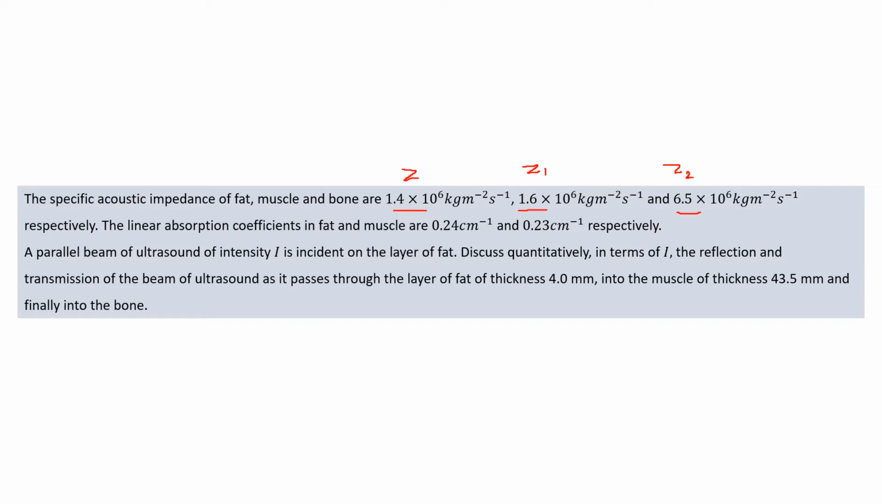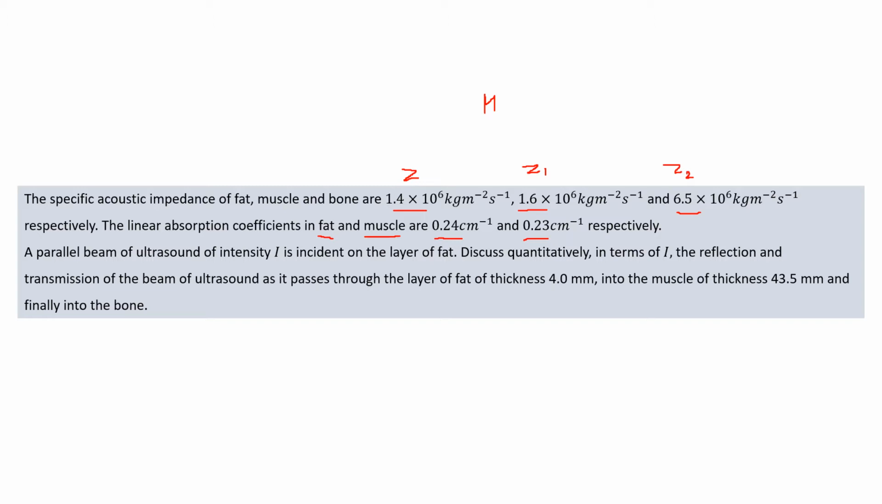The linear absorption coefficients in fat and muscle are 0.24 and 0.23. So these are the mu. This is the linear absorption coefficient. We can also say it is mu, or sometimes it is also written as k in some books. So you can just remember it as mu. So these are given here.